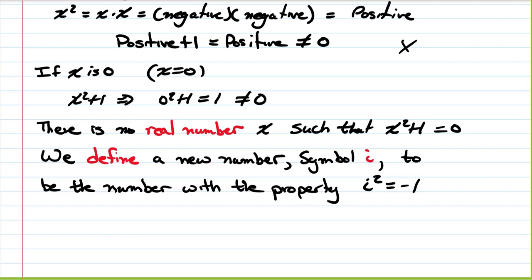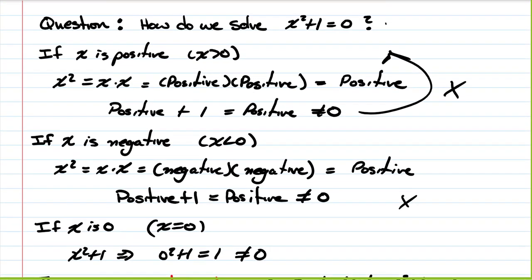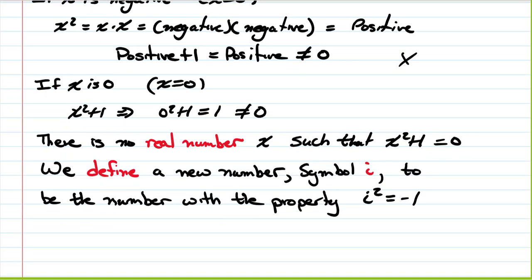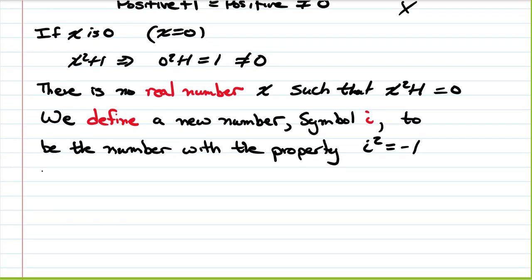So this is a new number that has a property that no real number has, because as we saw, if you multiply a positive by a positive, it's positive, and if you multiply a negative by a negative, it is also positive, and if you multiply 0 by 0, you get 0. So there is no real number that has the property that when you multiply it by itself, you get a negative number. So this is the only number with the above property.